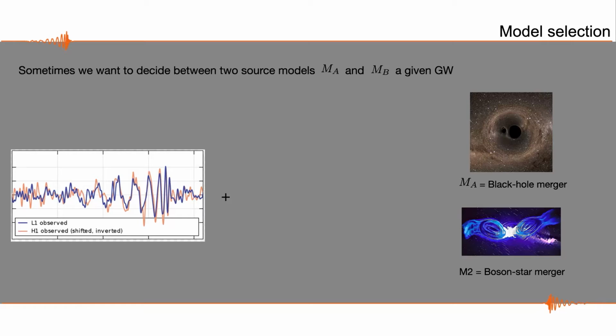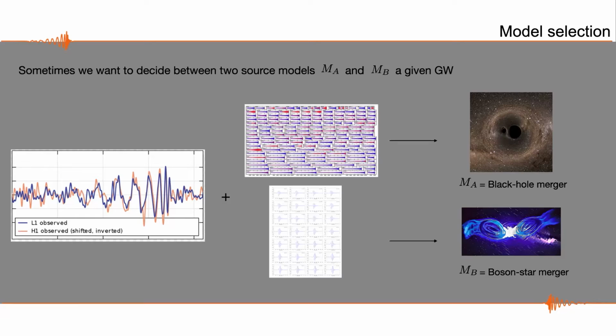We only see this later part of the signal. So on top of inferring the parameters of the signal according to some signal model, we may also want to decide which signal model is describing our data best. For instance, the main scenario I'm going to be talking about, we may be using those waveform templates that I showed for black hole mergers, or for some alternative scenario like boson star mergers. And in this case, you want to decide which of the two works best.